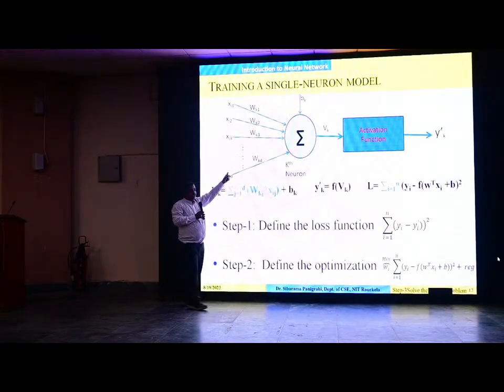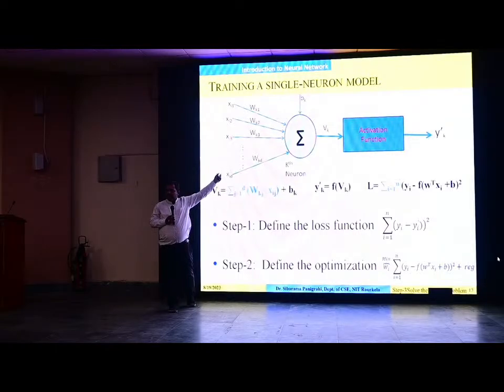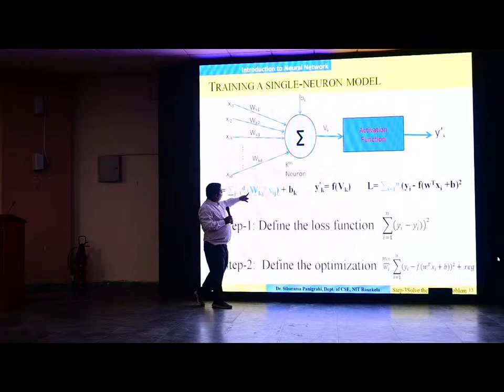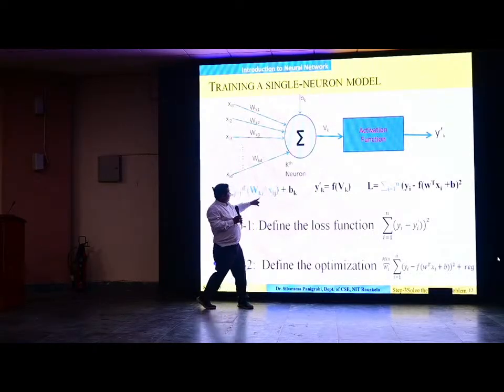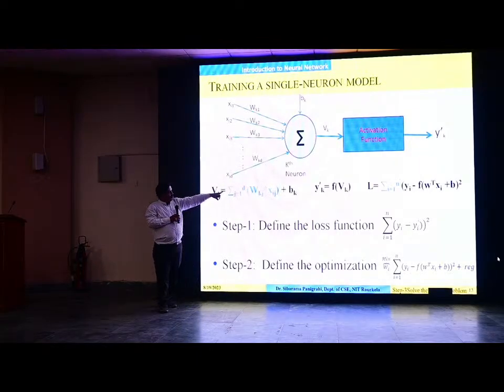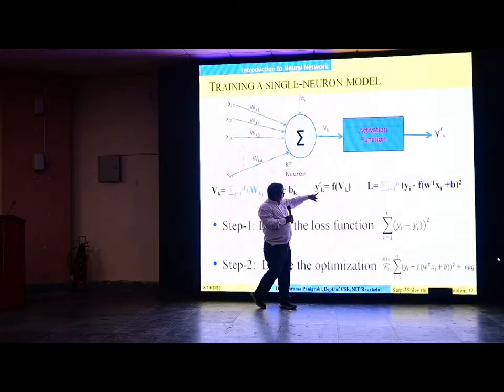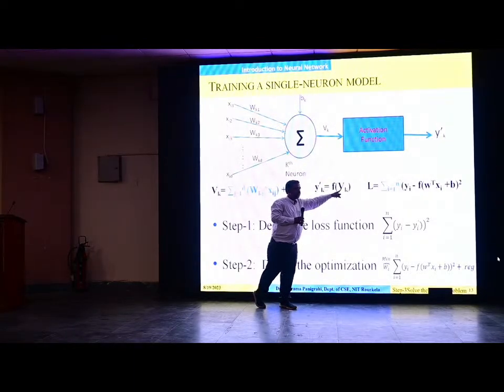W1 into X1 plus W2 into X2 plus Wn into Xn plus Bk. So I can represent it in terms of a dot product, that is W transpose X plus B. Next, this Vk, I am passing it through an activation function f of Vk to compute the output. So I can write this as f of W transpose X plus B.